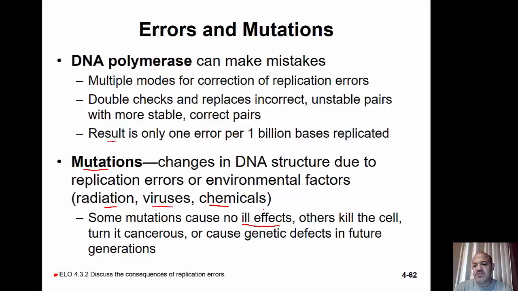Some may provide advantages should the environment change, but at the moment that that error has occurred, it may give no advantage. So it could lead to an adaptation later, even though it's sort of neutral. Other mutations, though, can be bad, and they can kill. Others can cause cells to become cancerous, and others can cause genetic disorders in future generations. So these are the consequences of mutations. Some are neutral with no apparent consequence. Some are lethal, and some can cause genetic disorders.